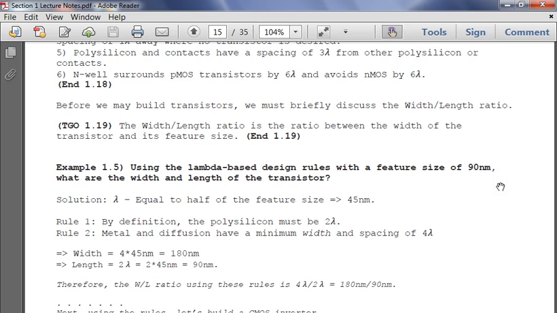Anybody have any questions? The next thing we're going to do is go over that inverter. So if you have any questions about the intricacies of these 6 rules, hopefully I'll be able to address them in a minute here.